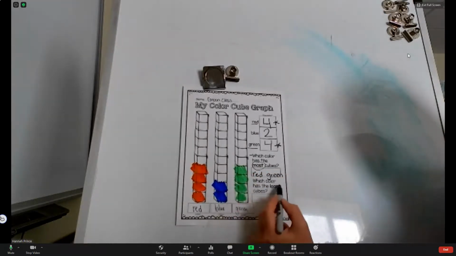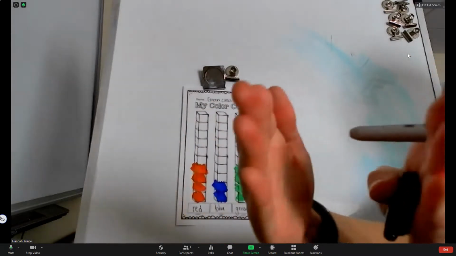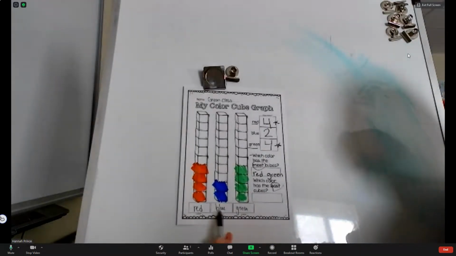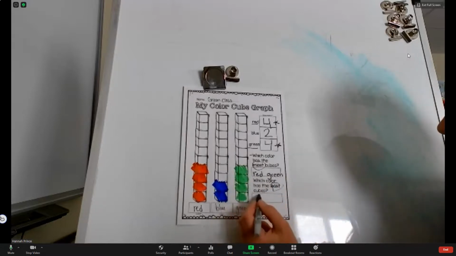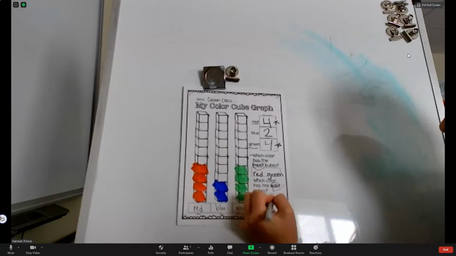Now it's asking which color has the least. So which one is the smallest number? Blue only has 2. So blue has the least cubes. So we would write blue.